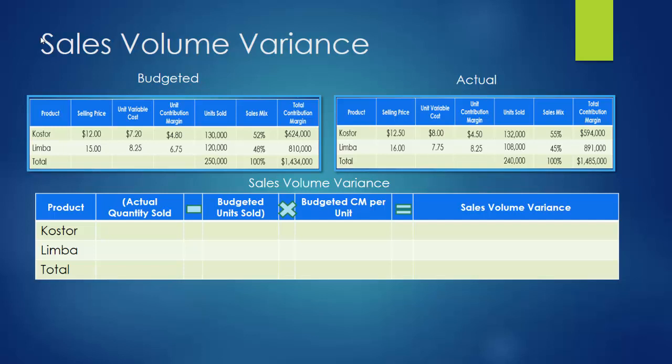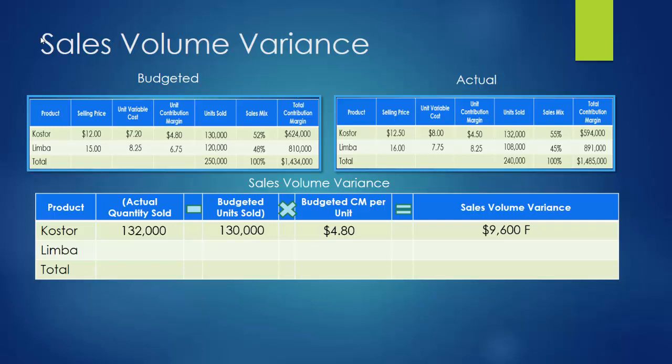We actually sold 132,000 cartons of CostStore, found in our actual table in the top right corner. Well, we budgeted to sell 130,000 from our budgeted table, which means we sold 2,000 more cartons of CostStore than we thought we would at the beginning of the period. And if we multiply that by the budgeted contribution margin per unit, which is $4.80 from our budgeted table, we have a $9,600 variance, and it is favorable.